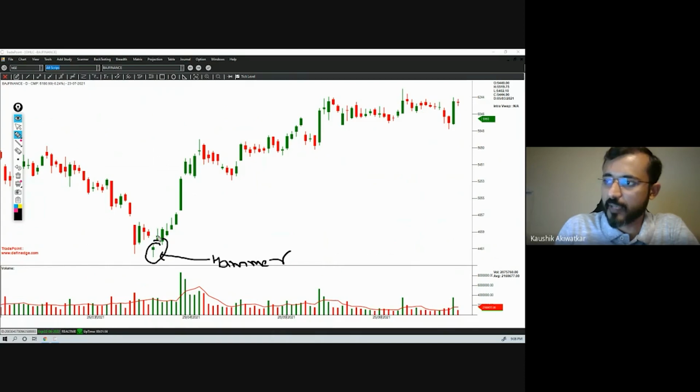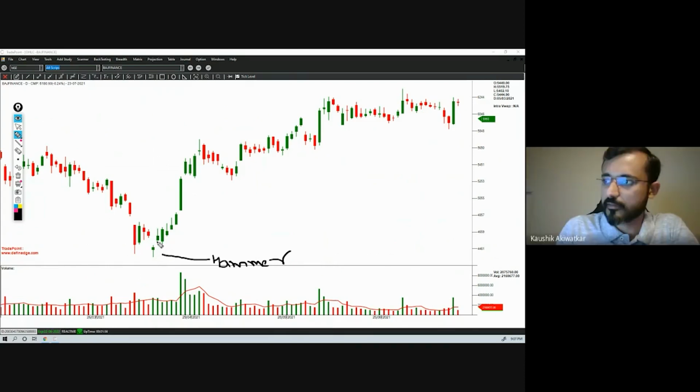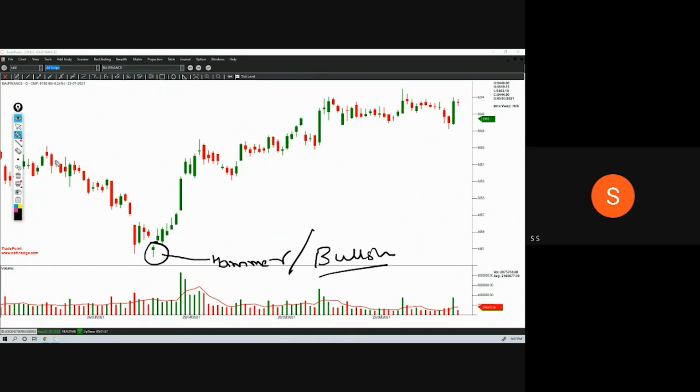Can I say this is a hammer? Yes, it is. Forming at a significant low. Hammer for us, this is a bullish pattern.